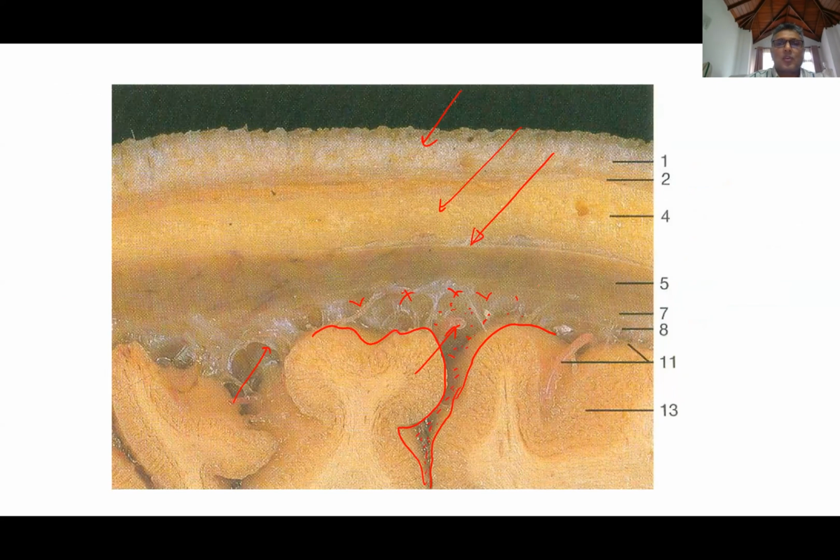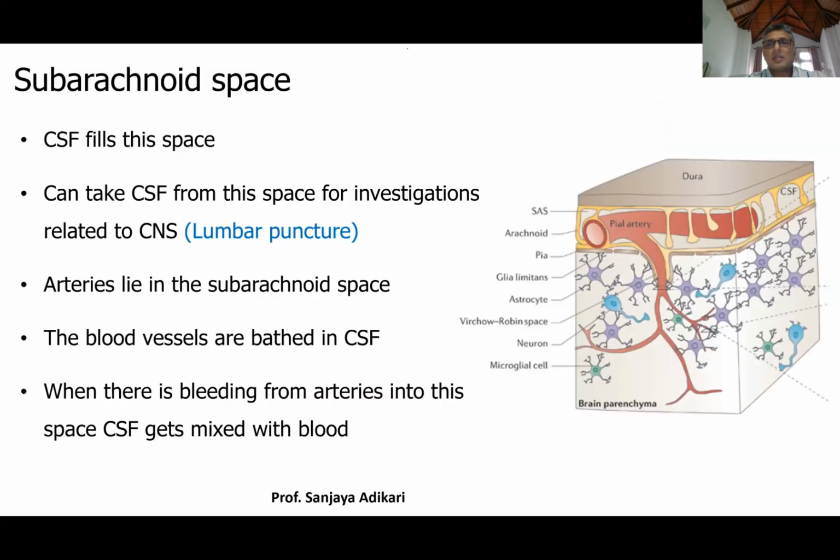Okay. So if we introduce something into this space, even CSF is there in these spaces. If you introduce something like blood, it will go down into the sulci here. Okay. So as I said, this space is filled with CSF, and you have the blood vessels also there, as you can see in this image.